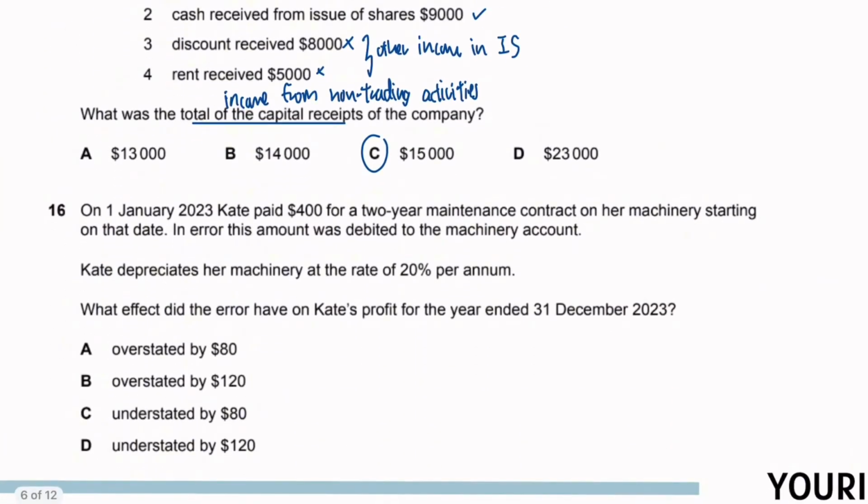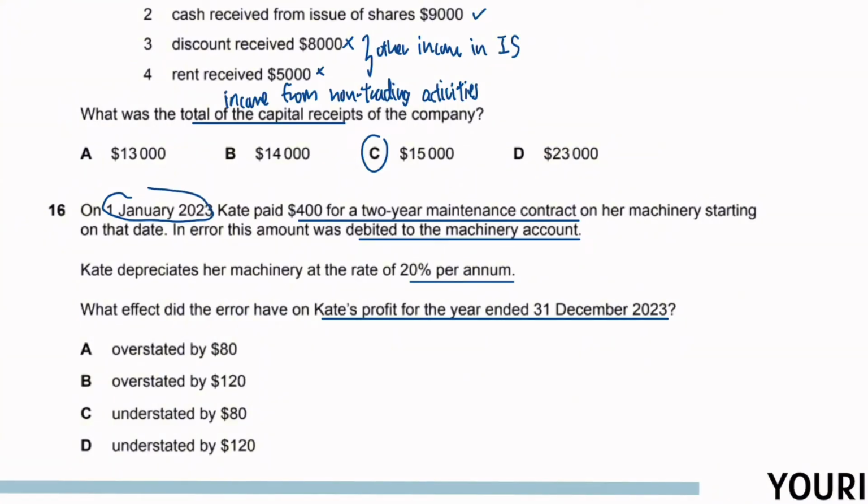16. On 1st January 2023, Kate paid $400 for a 2-year maintenance contract on her machinery starting on that date. In error, this amount was debited to the machinery account. Kate depreciates her machinery at a rate of 20% per annum. What effect did the error have on Kate's profit for the year ended 31st December 2023? Okay, so let's see the first one.